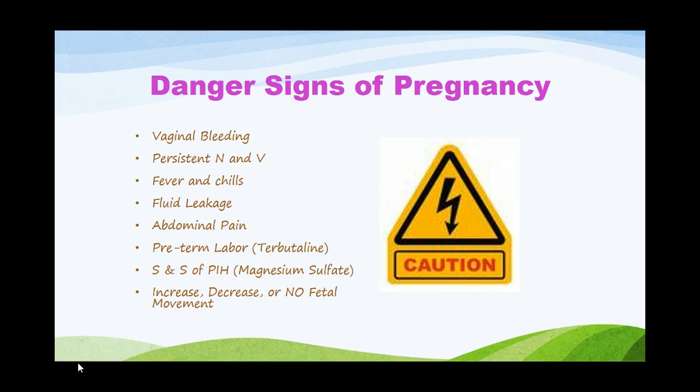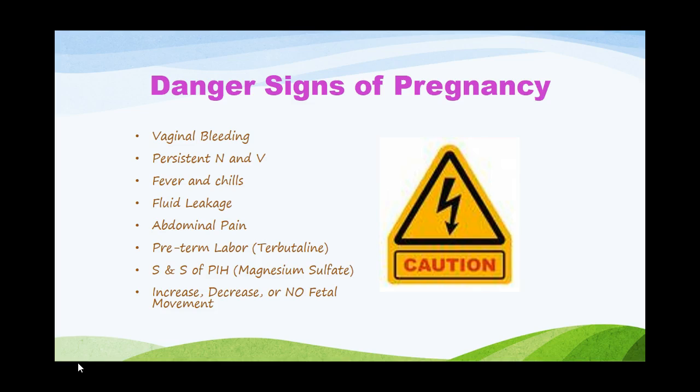Persistent nausea and vomiting, because we can disrupt the electrolyte levels for mom, which can ultimately cause cardiac issues. But even before then, we end up with nutritional deficits that affect the growth of the baby, and then we can end up with intrauterine growth retardation or restriction, or IUGR.